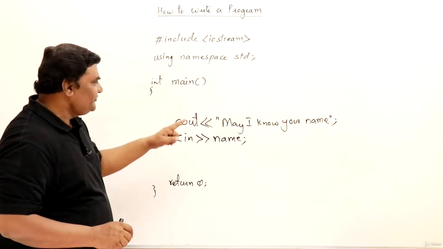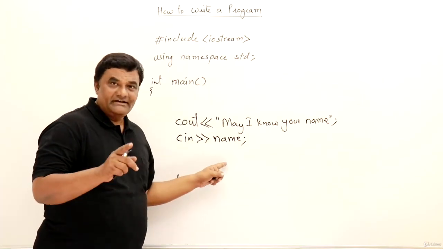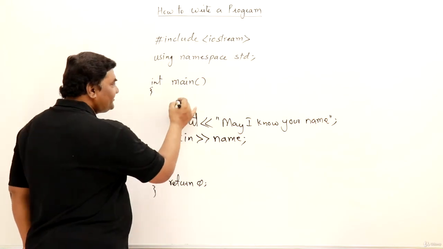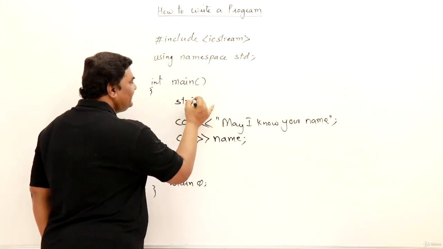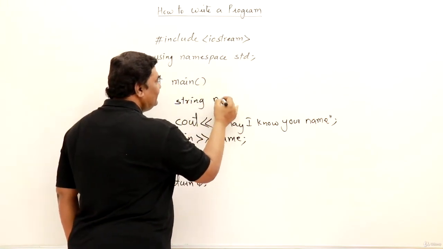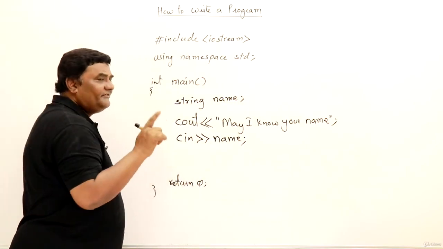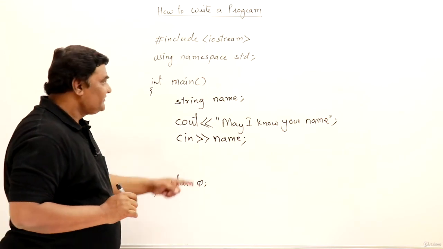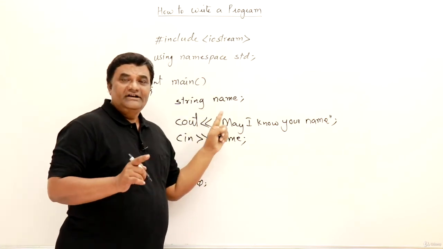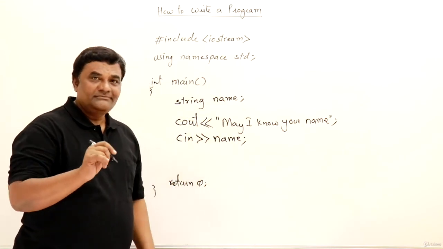In C++, you should declare the variables before using them, right? So I should declare it. Which type? I should declare it as a string. String, and variable name is name. What is this string? This is the data type. We are going to learn about the data types afterwards. This is the name of a variable. So it will read the name from the keyboard.